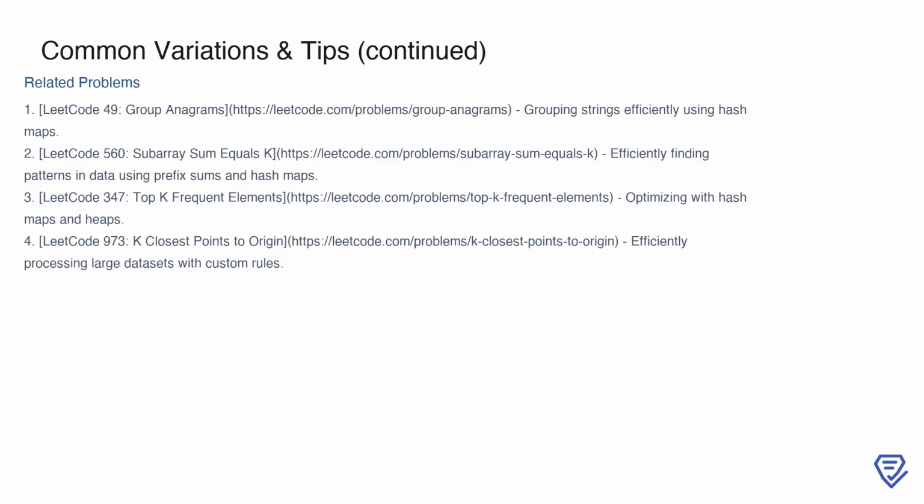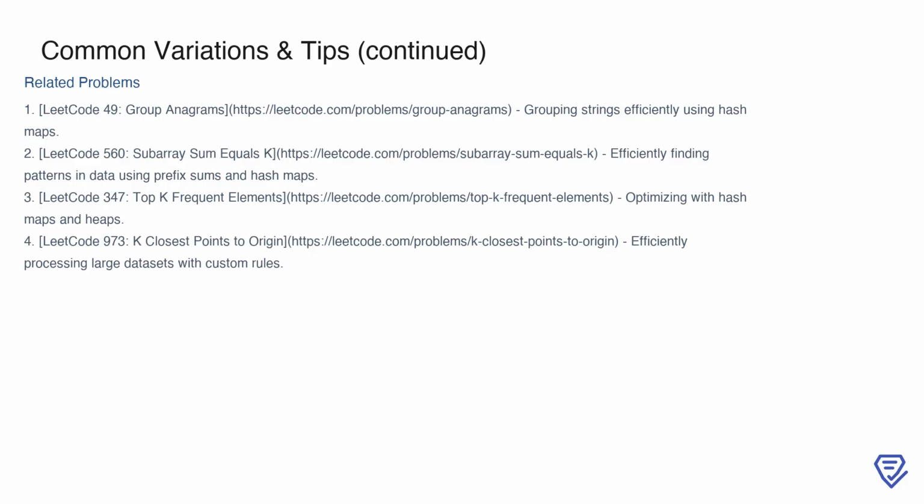For example, in LeetCode 49, Group Anagrams, you use hash maps to group strings based on a common characteristic. Similarly, in LeetCode 560, Subarray Sum Equals K, prefix sums combined with hash maps are used to efficiently identify patterns within data. LeetCode 347, Top K Frequent Elements, demonstrates how hash maps and heaps can optimize solutions for frequency-based problems. Lastly, LeetCode 973, K Closest Points to Origin, focuses on efficiently processing large datasets with custom rules.